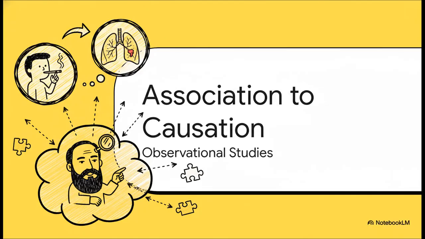So let's start at the beginning with the central problem in pretty much all observational studies. We see two things happening together. But the big question is, did one actually cause the other? Or is there something else, a third factor, messing with our data? This is really the core puzzle that Sir Austin Bradford Hill wanted to solve.